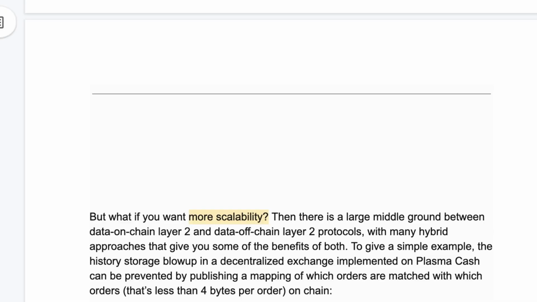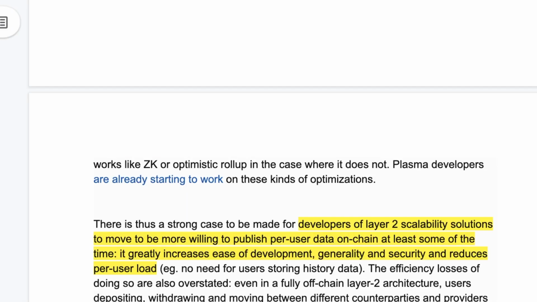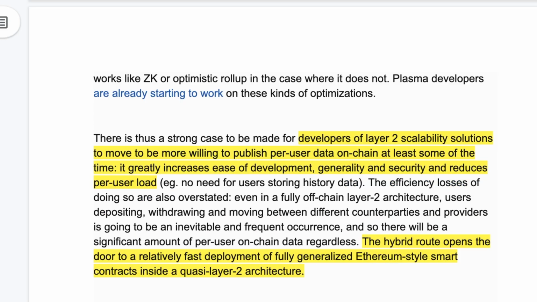And I think the direction is also going to be that more of the data is going to be published on chain, at least for some time, which of course helps and eases development and helps the general use case, increases security, and reduces the per user load, which is very important.